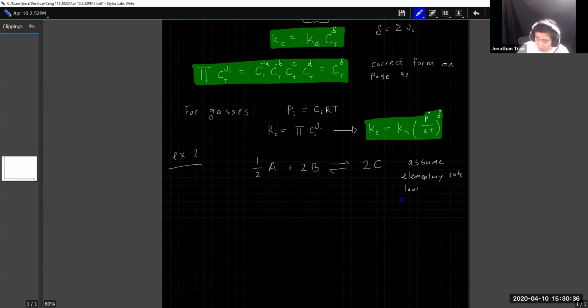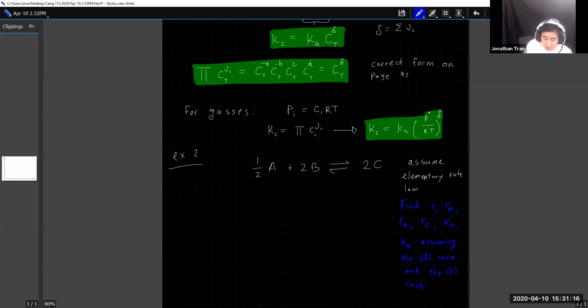So just like before, I want to find R, R sub A, R sub B, R sub C, Kc, and then also in addition to that, find Ka, assuming the liquid case and the gas case. So we're going to do both of them separately.